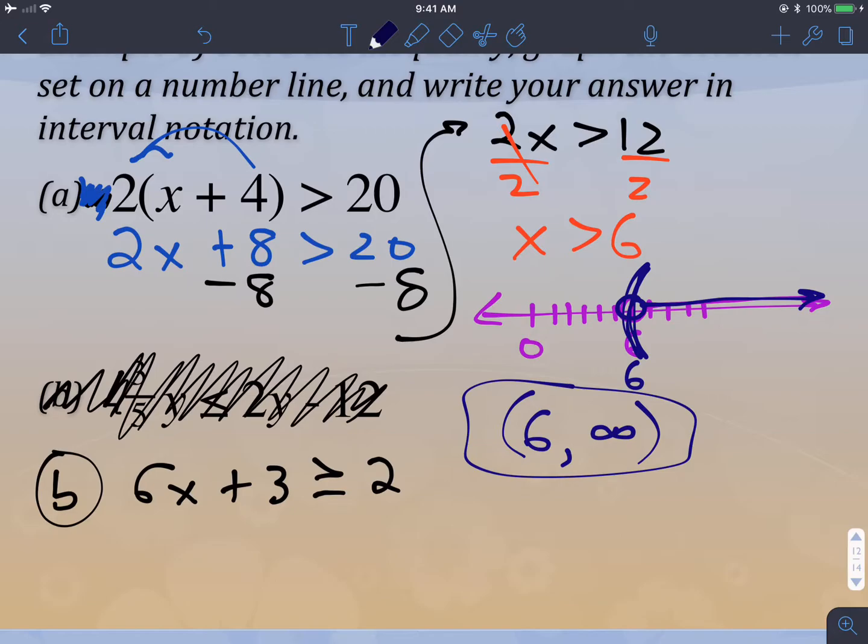Why isn't it closed? That's the only thing I'm like, just think of like that. Because it's not equal to. Whenever the line's on the bottom, it's going to be a bracket, and it's going to be closed. That's it.